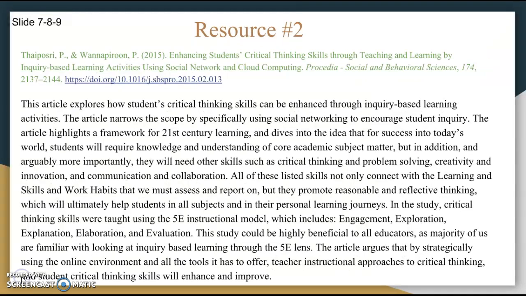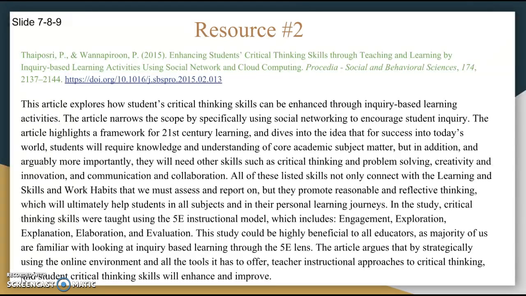My second resource is titled Enhancing Students' Critical Thinking Skills Through Teaching and Learning by Inquiry-Based Learning Activities, Using Social Network and Cloud Computing. At the center of this article, research is inquiry-based learning and an overall explanation of the ways in which students' critical thinking skills can be enhanced through inquiry-based learning activities.